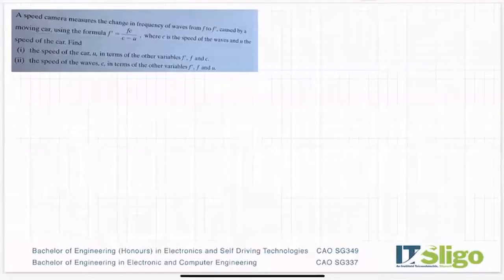A speed camera measures the change in frequency of waves from f to f dash caused by a moving car, using the formula f dash is equal to fc over c minus u, where c is the speed of the waves and u is the speed of the car. Find part 1, the speed of the car u in terms of the other variables f dash, f and c, and then part 2, the speed of the wave c in terms of the other variables f dash, f and u.